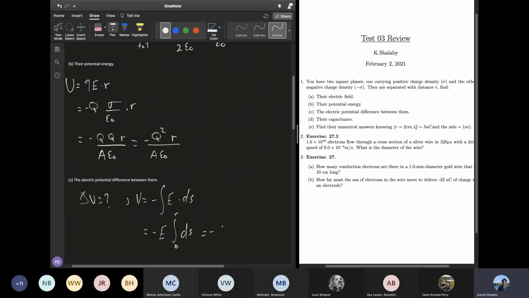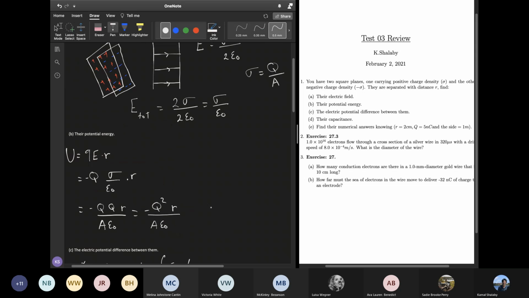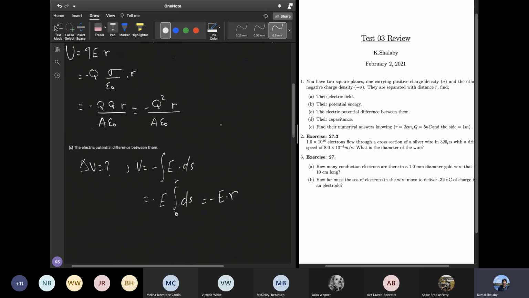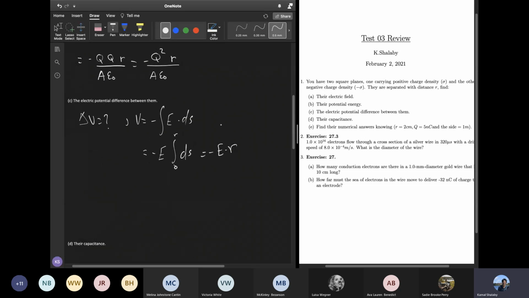It's just simply equal to negative ER, where E is equal to sigma over epsilon naught. Let's put that in here. So delta V is equal to negative sigma over epsilon naught multiplied by R, which is going to equal negative QR over A epsilon naught, which is the same as the E we have except for the Q.